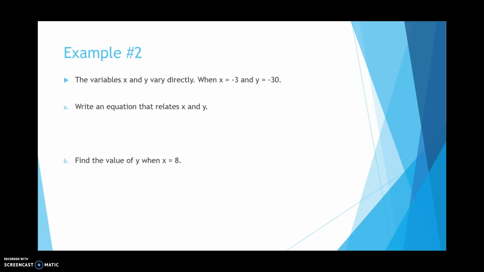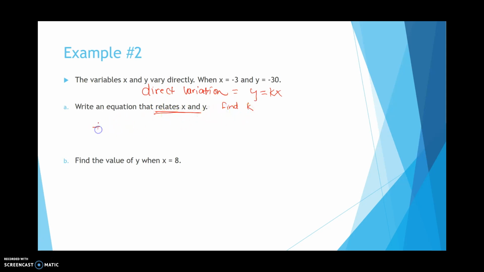Example number 2, the variables x and y vary directly. So that's working with direct variation. And they want us to solve with the direct variation in the form of y equals k times x, when x equals -3 and y equals -30. So they first want us to write an equation that relates our x and our y, and what we're ultimately doing here is finding my constant, finding my k.